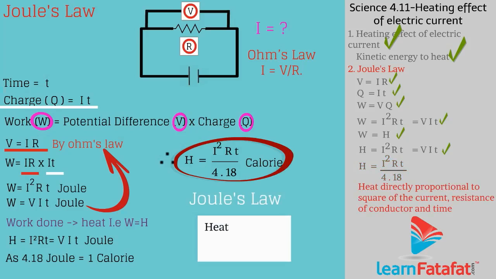Statement: heat generated in a conductor is directly proportional to the square of the current, the resistance of the conductor, and the time for which the current flows.